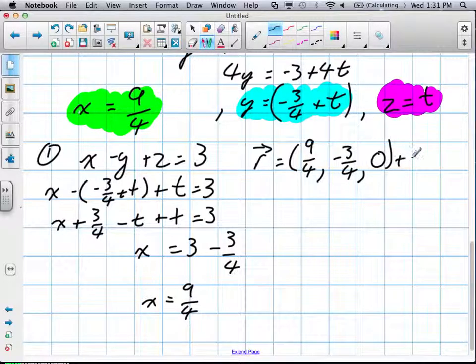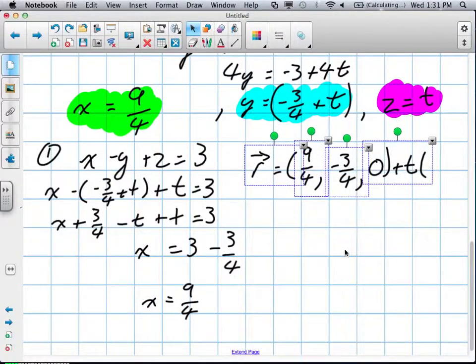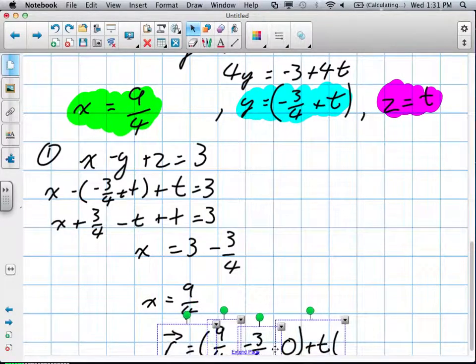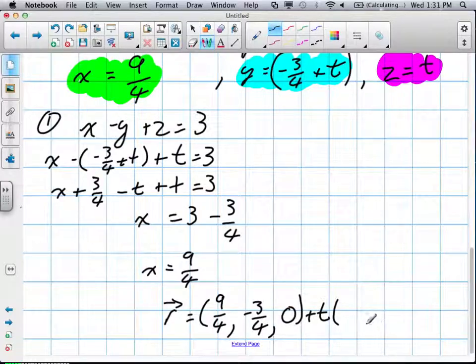Okay. Plus, now we're going to factor t out. I don't know if we have enough room. I'm going to move this down a little. There you go. We'll do the other two first, and then we'll make sense. What's our t value of y? 1. T value of z? 1. T value of x? 0. There's our vector form of that equation.